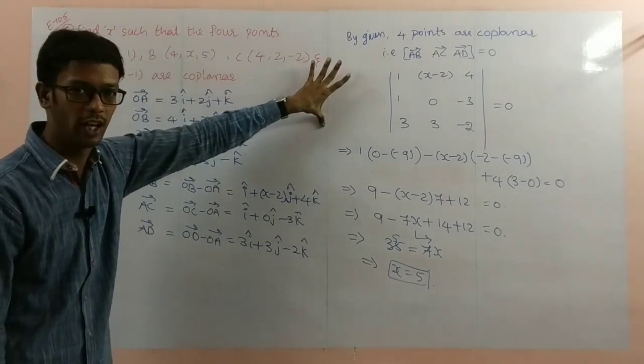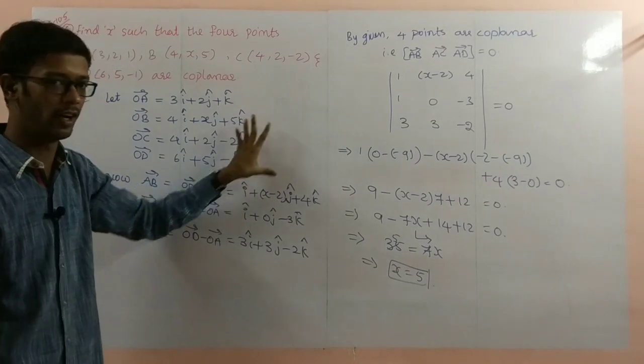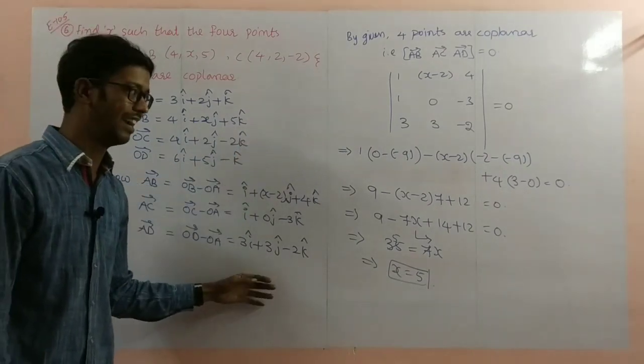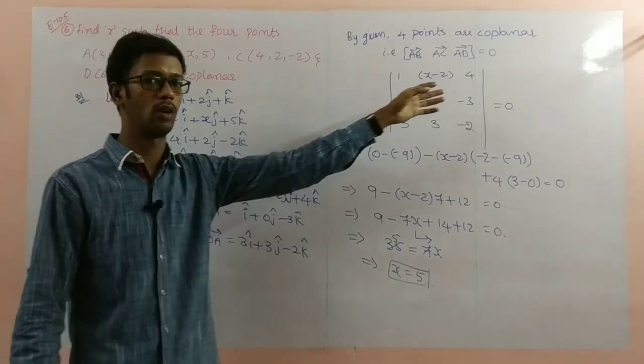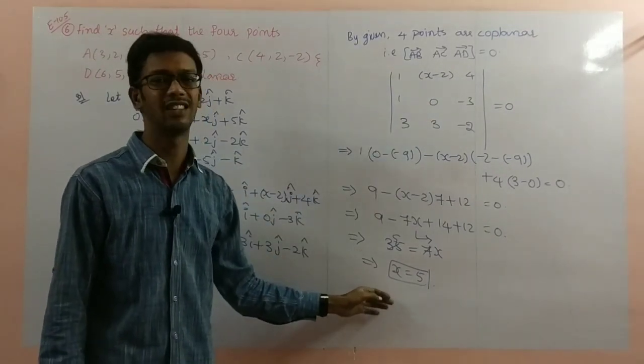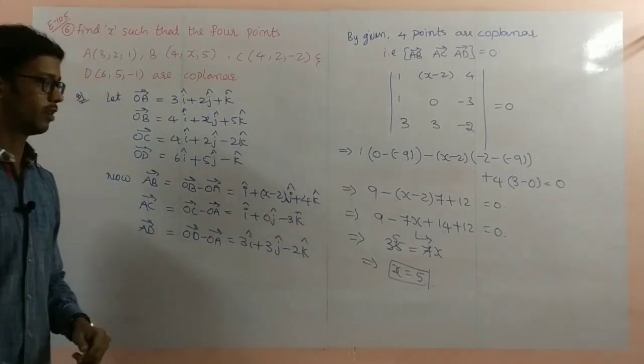4 points collinear means 4 position vectors convert into 3 vectors, and the determinant of the 3 vectors equals 0. By that condition, the x value is 5. Pause the video to note it down.